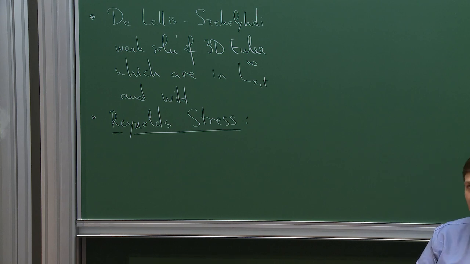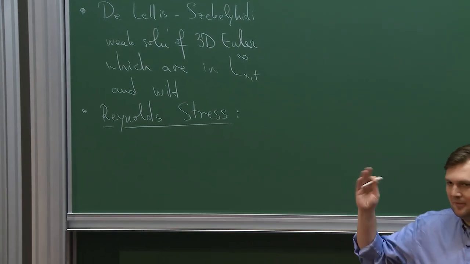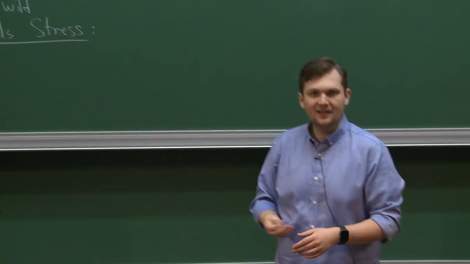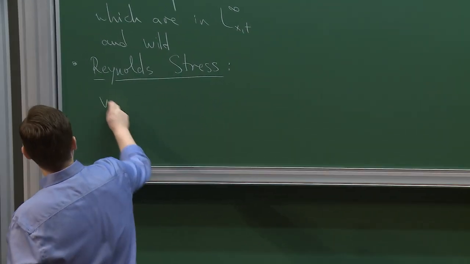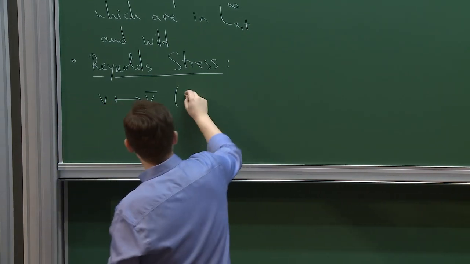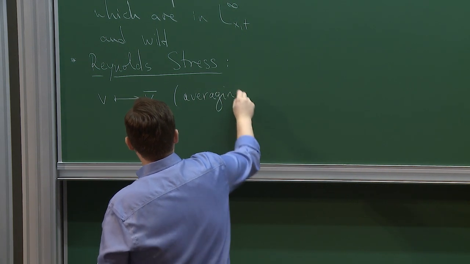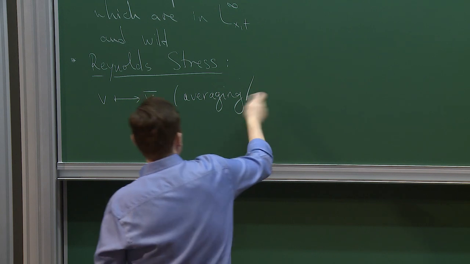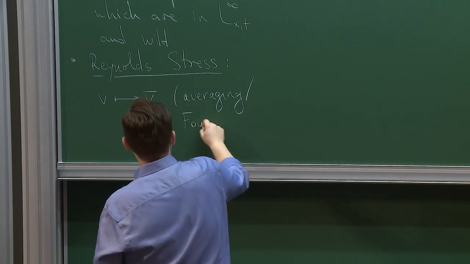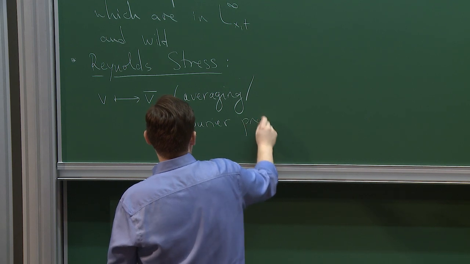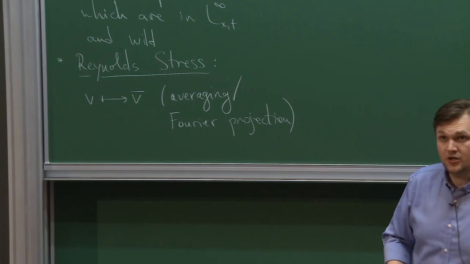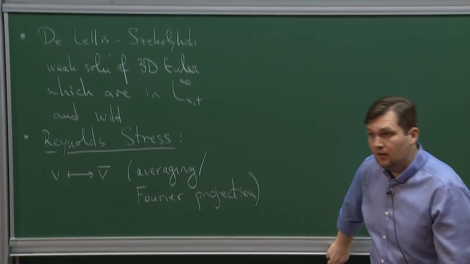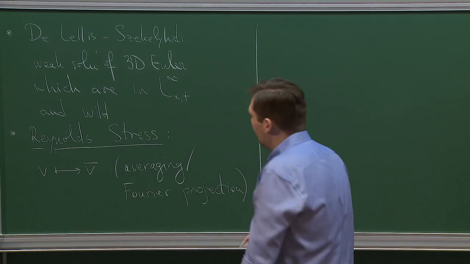You want to basically simulate Euler on your computer. So what you do is you do maybe a Galerkin truncation, because you can store finitely many modes, or some kind of averaging operator. So you go from V to V bar, which is averaging. Or Fourier projection. Or some kind of procedure. And then you ask yourself, well, once you've done this, what equation does V bar obey?